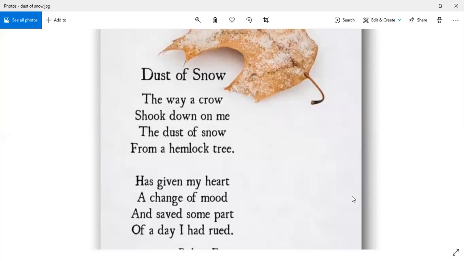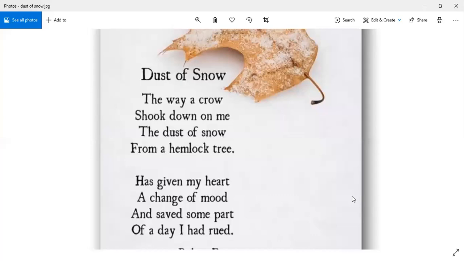And the day which was about to be rued, what is rued? Rued means held in regret. I was regretting that it is going to be spoiled. That day, whatever part was remaining, was saved from being ruined, and I didn't have to regret it. My mood was changed, and obviously the poet would have spent the remaining part of the day doing something very good, very constructive, because he was full of optimism, full of energy, and totally rejuvenated. So it happens that small things in your life can give you lifelong pleasure.